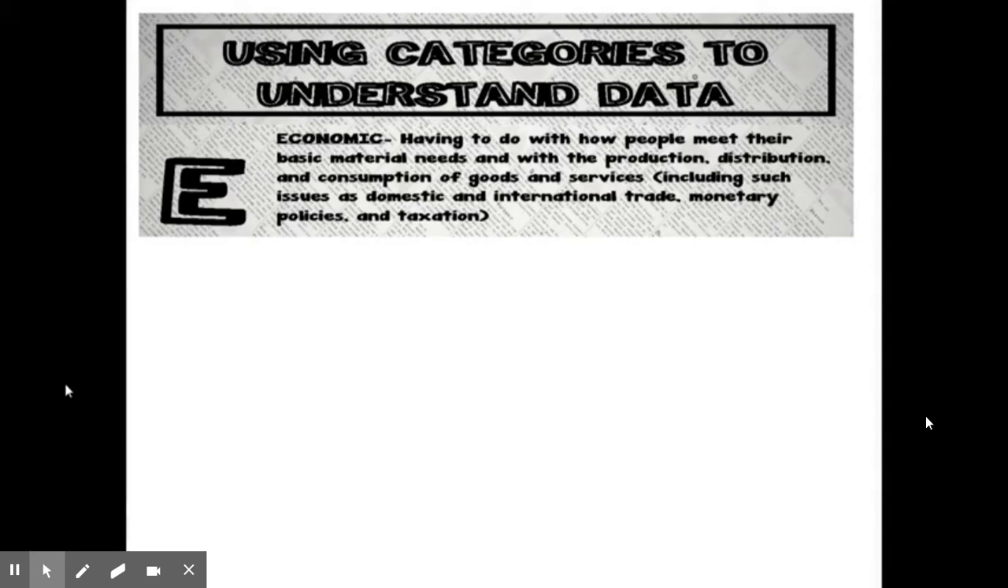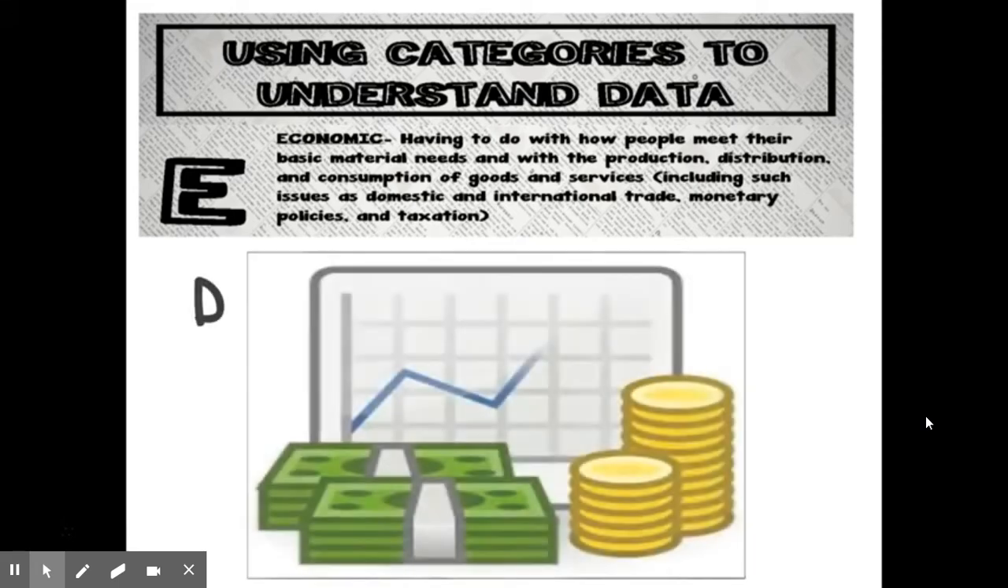The next one is economic, having to do with how people meet their basic material needs and with the production, distribution, and consumption of goods and services, including such issues as domestic and international trade, monetary policies, and taxation. And which image do you think would be for economic? You guessed it. Money, money, money, money. So anything dealing with money will be for the economic part, the E in PEGs.